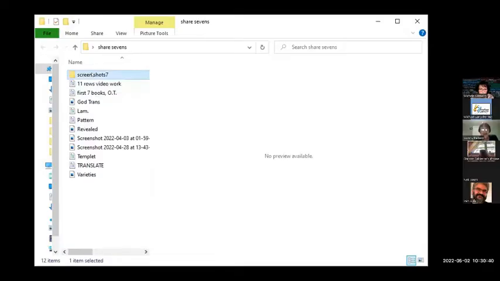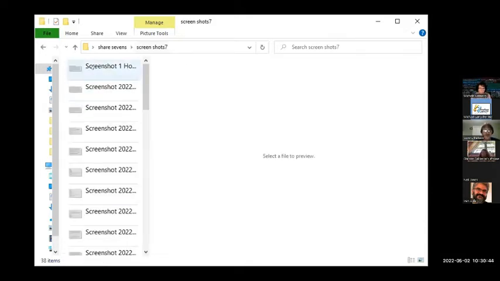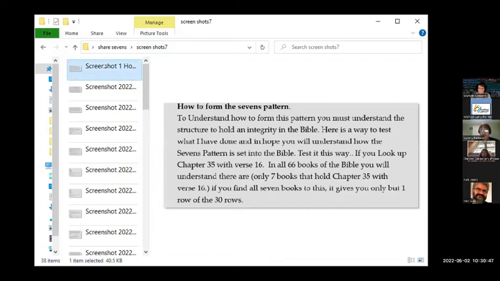I'll get to that one. Now, these are screenshots. Is that showing up okay? Yes. Okay, this basically tells you how to form the pattern. It gives you an idea of the key, because if you keep this formula, it actually opens up 30 rows or 30 chapter rows of 7 books only.